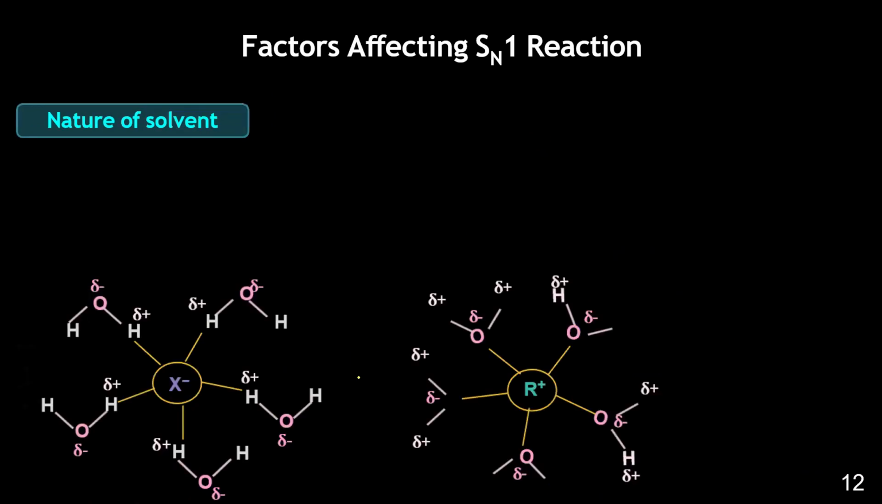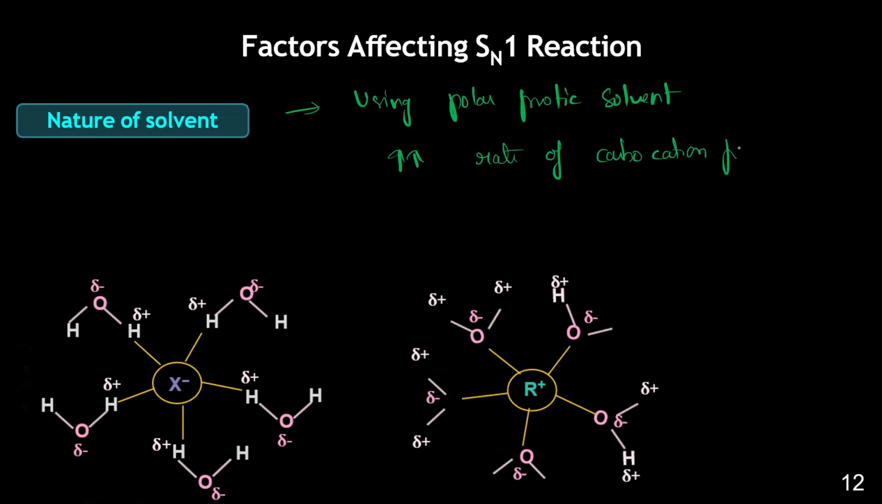And you can see the nature of the solvent, why it is very helpful. Using a polar protic solvent increases the rate of carbocation formation of an alkyl halide. And we know if it is very favorable for carbocation formation, it will be helpful for the SN1 reaction. Yes or no? They have the ability to form cations and anions. You can see here, this is the cation and anion.